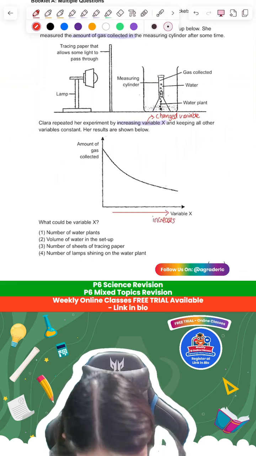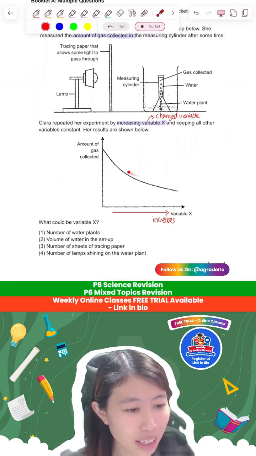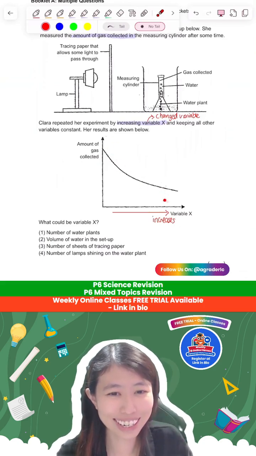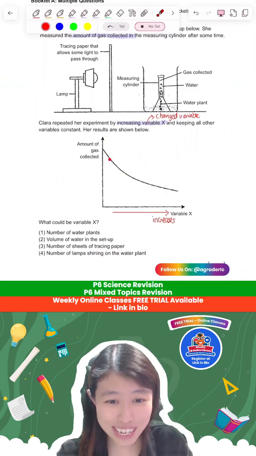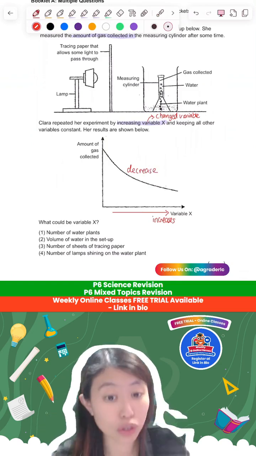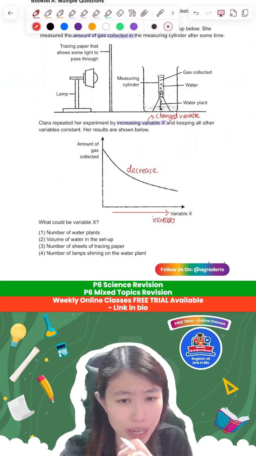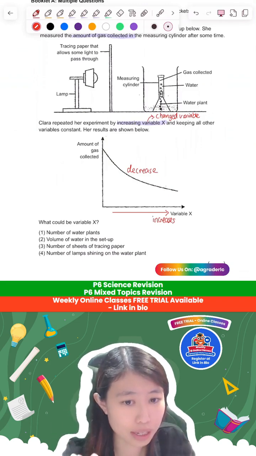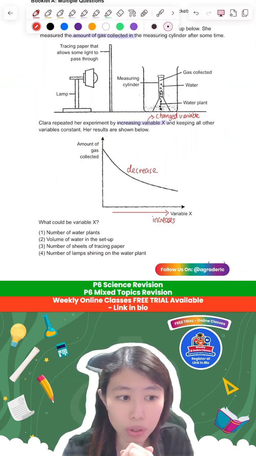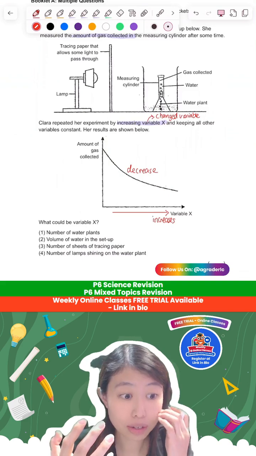Can anyone tell me what happens to the amount of gas collected? The amount of gas collected decreases. Very good. So we know that it must cause the amount of gas collected to decrease. What does the amount of gas collected tell me in terms of this experiment?